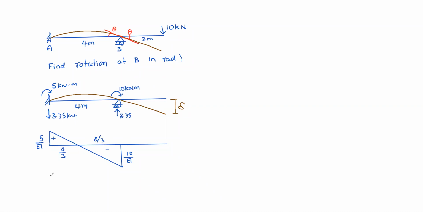You can find delta easily. So delta equals half into 4/3 into 5/EI into the centroid distance, 2 plus 8/3 plus 2/3 of 4/3, minus the other area, half into 8/3 into 10/EI into 2 plus 1/3 of 8/3. How much is this? Check it in the calculator.